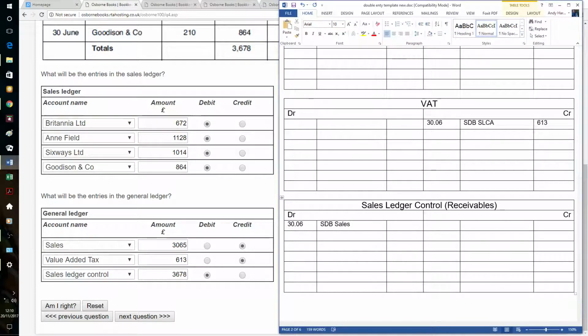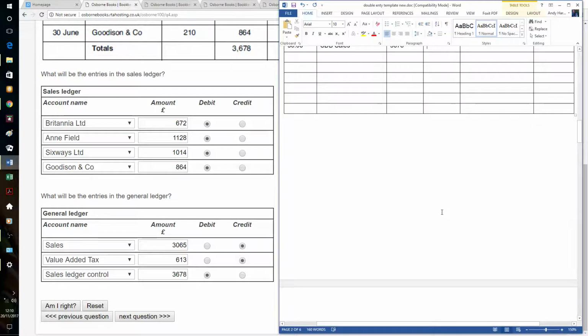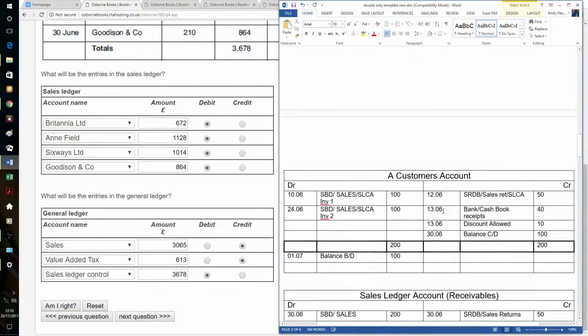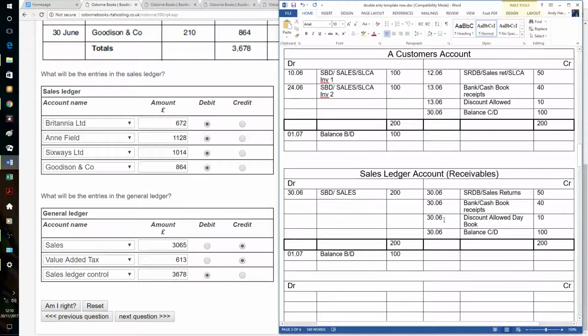Sales daybook, and of course the double entry is now the sales, so that's the 3678 that is up here. So that's just our initial entries into our control account. So learn off by heart really the entries. Remember, customers accounts are exactly the same way round as our sales ledger control account, or receivables account, or debtors control account, as it still is on some versions of Sage.